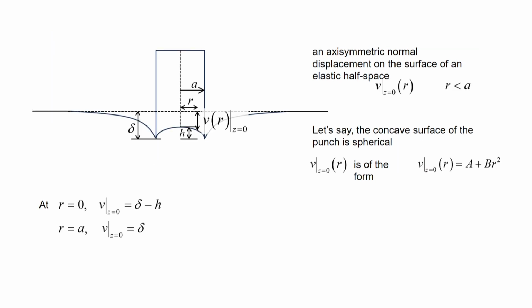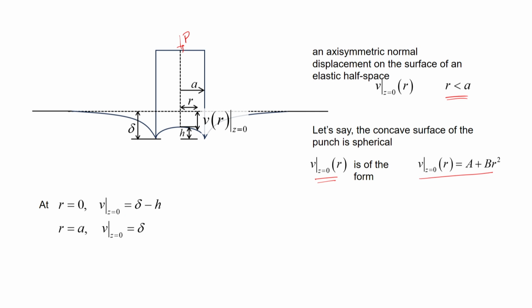So, first we need to find out what the pressure distribution will be at the contact area. Before that, we have to find out, when this indenter is pressed against the surface, what is the vertical displacement or vertical deformation V within this contact radius, that is r less than a. So, V at z equal to 0 is of this particular form. It varies with r in this parabolic form, if of course it is spherical. This equation will take care of that.